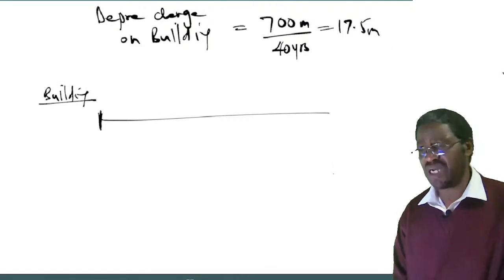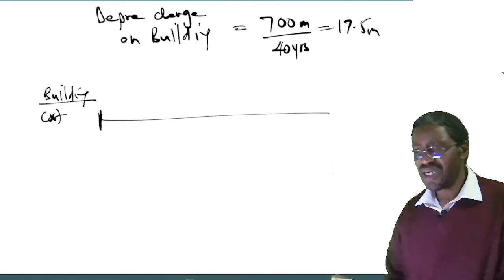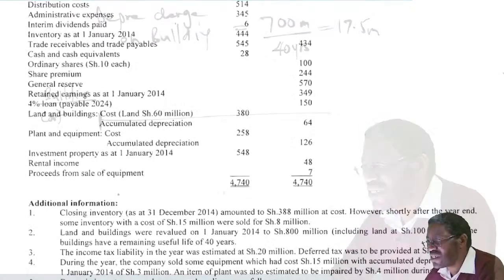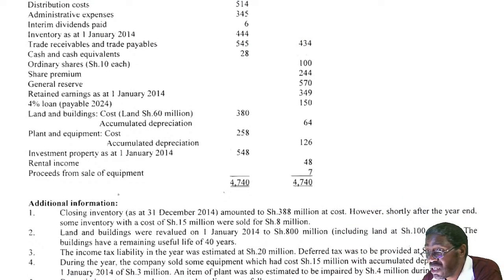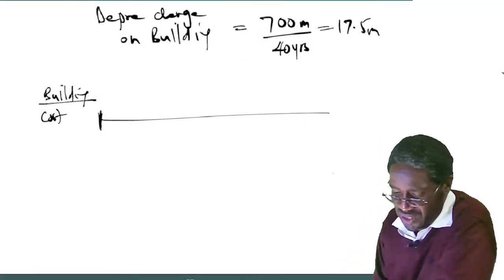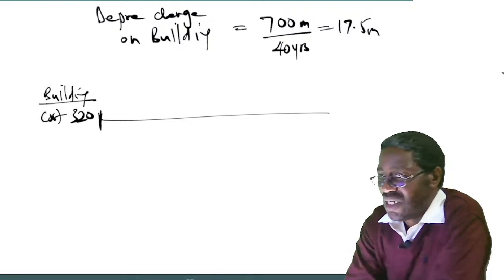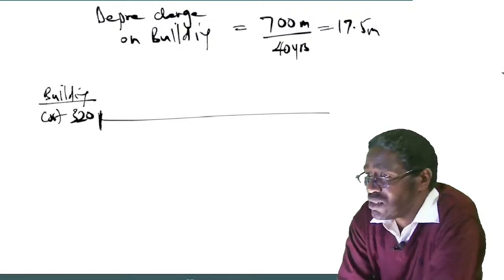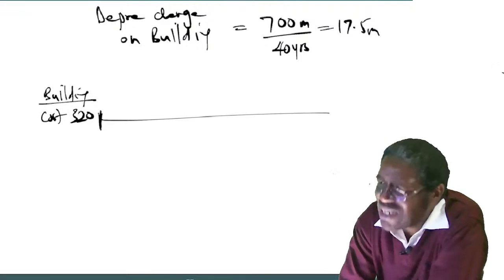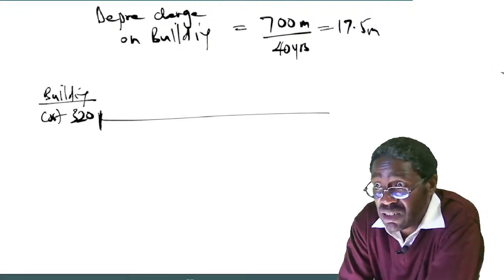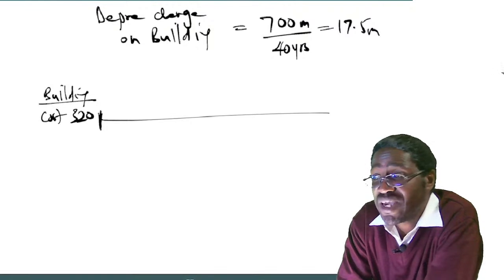According to the trial balance, we were given the land and buildings, both of them at a cost of 380. So if I remove land of 60, I'm remaining with a cost of 320 for the building. Are you getting it? 320. Listen, but I cannot compare that 320 with the 700. That's where I think most people are getting 380.